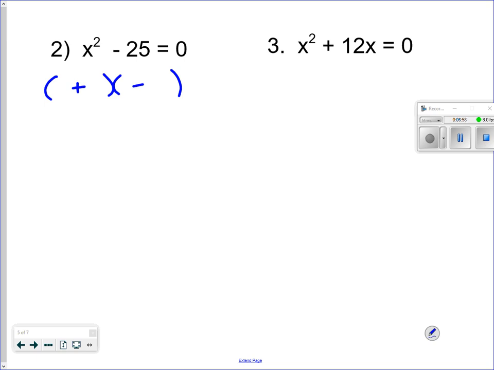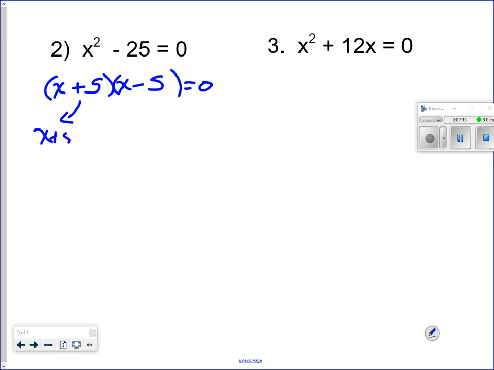25 is on that list of perfect squares. What does 25 come from? Yes, 5s. X squared is x times x. 25 comes from 5 and 5. And now you pull each piece out and solve it.